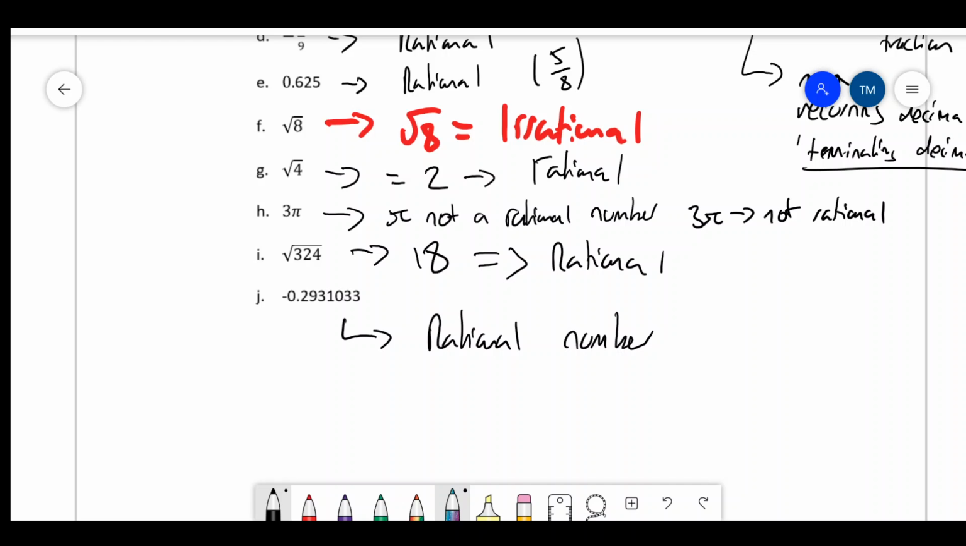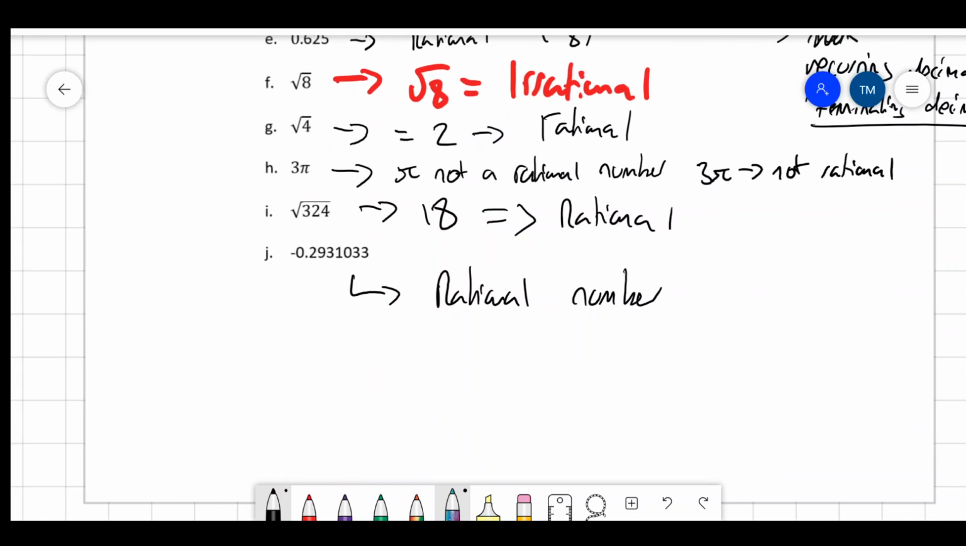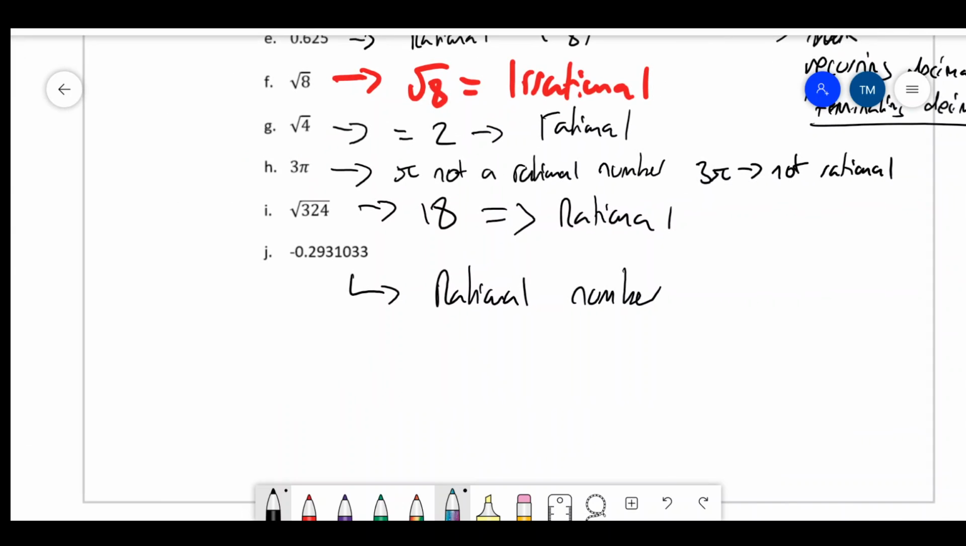It's only if it's a non-recurring decimal or an infinite one. So if, for example, the numbers kept going on and on and on, therefore we can say that this is an irrational number. But in this example, in our question, it doesn't, so therefore we say it's a rational number.